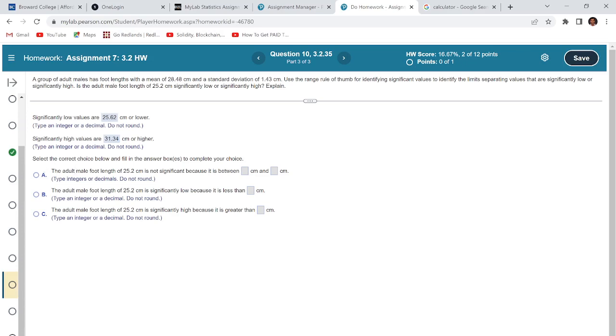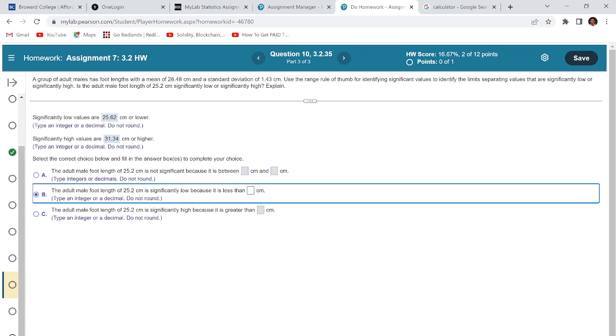Okay, let's try to answer another part here. Select the correct choice below and fill in the answer boxes to complete your choice. Choice A, the adult male foot length 25.2 centimeters is not significant because it is between this and this. Okay, 25.2 is smaller than 25.62, so it should be B, because the adult male foot length 25.2 centimeters is significantly low because it is less than this value, which is the mean minus 2 times the standard deviation, 25.62. Anything less than this value is a significantly low value.